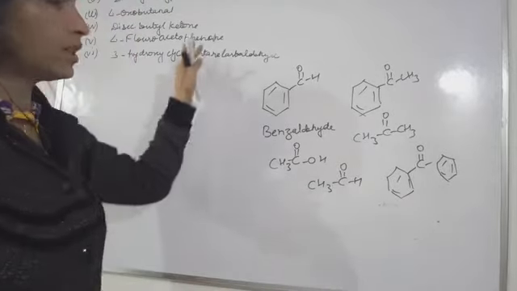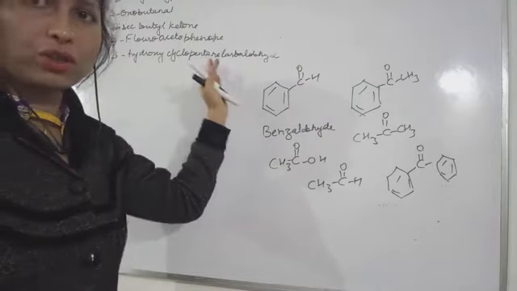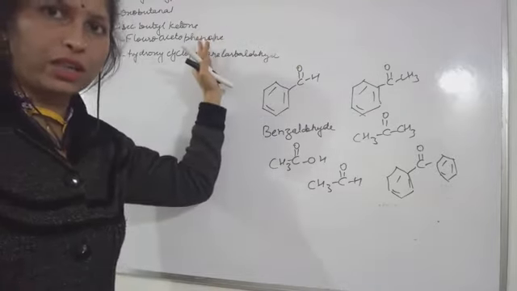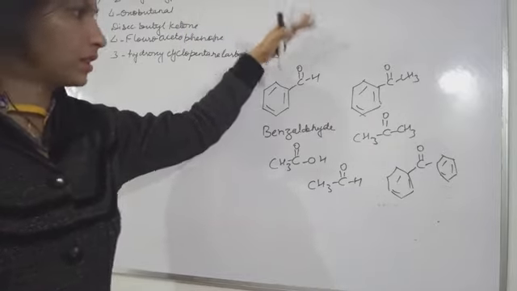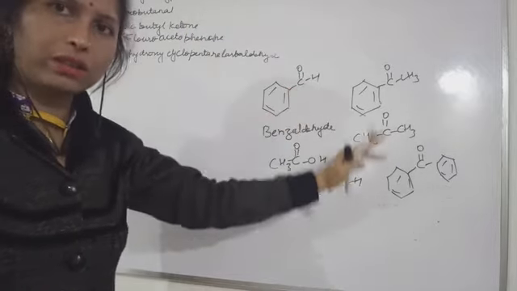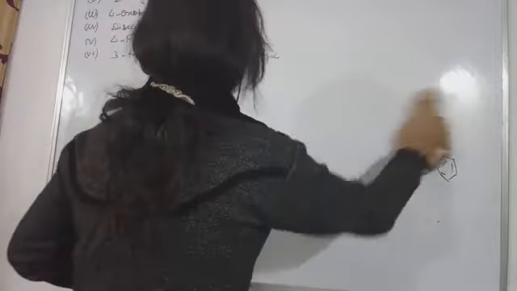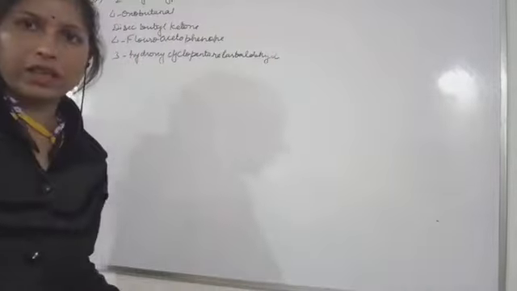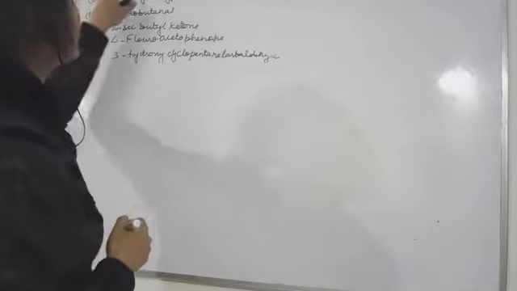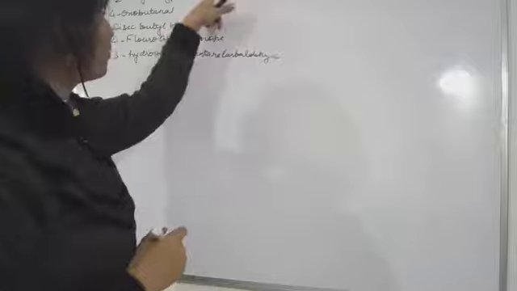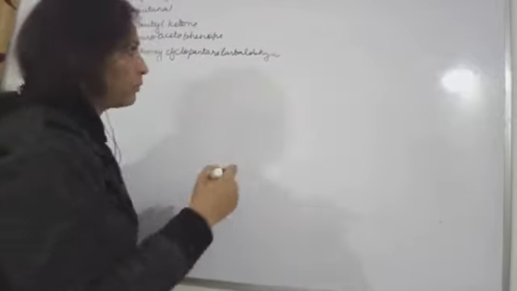I wrote the structures, and the names are given to you from the NCERT textbook only. I noted it down, and then I will tell you how to write the structures. We have seen how to give them names. Now we will learn how to make the structure of the given names. So let's start with alpha hydroxy propionaldehyde. This is a common name.